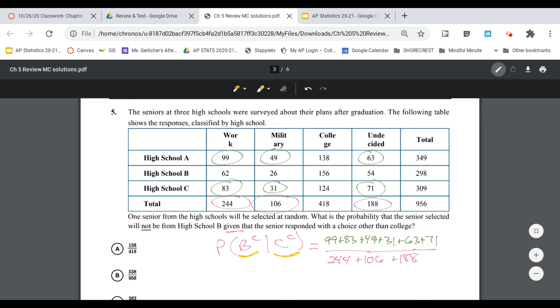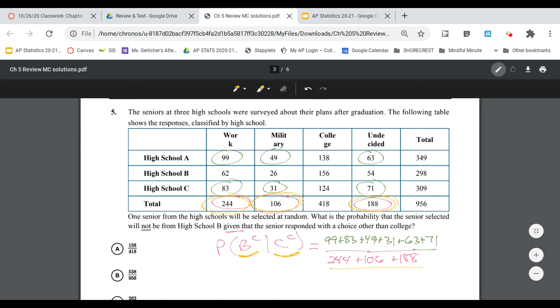The given is our new denominator. So these are all the ones that are not going to college, those totals. So I added those up. And then the top is within that given. What are the ones that fit our other description of not being high school B? So that's the other green circles. I added those up.